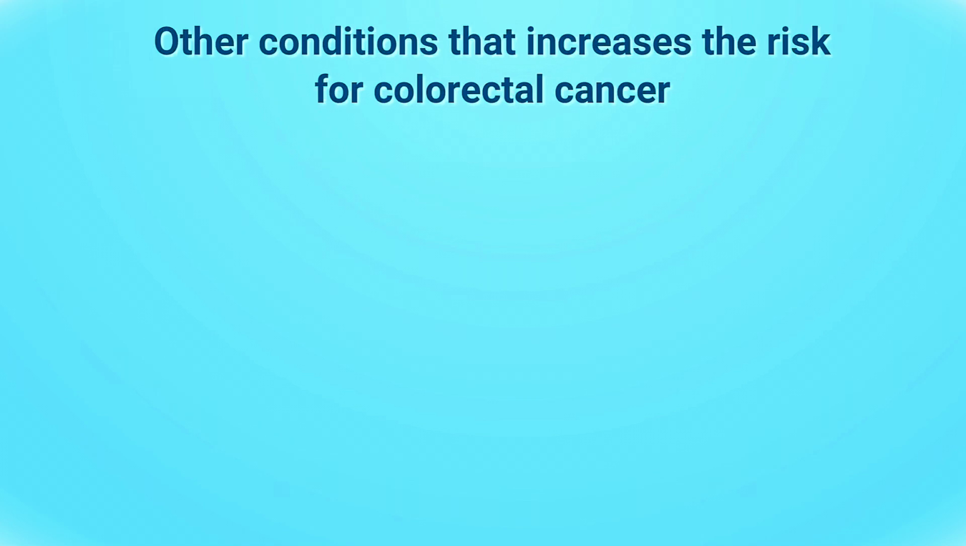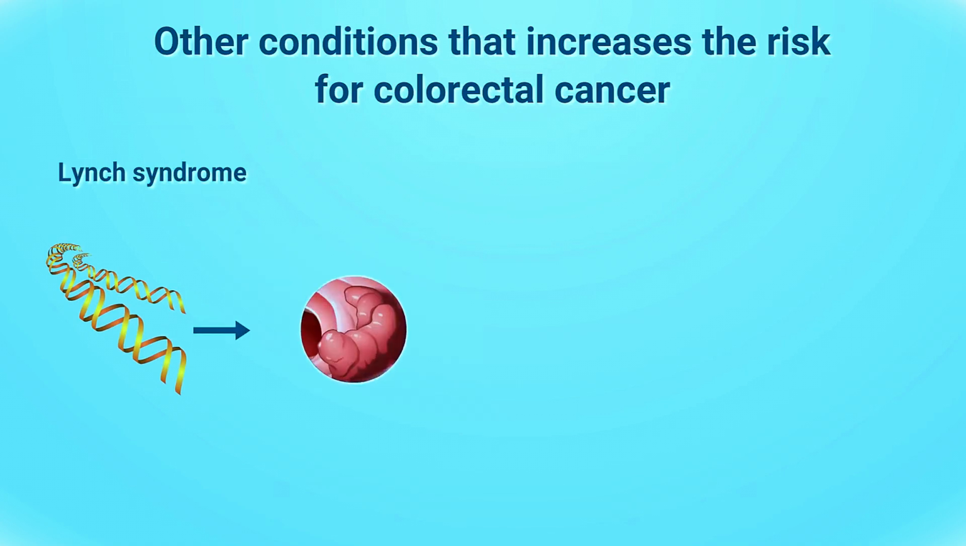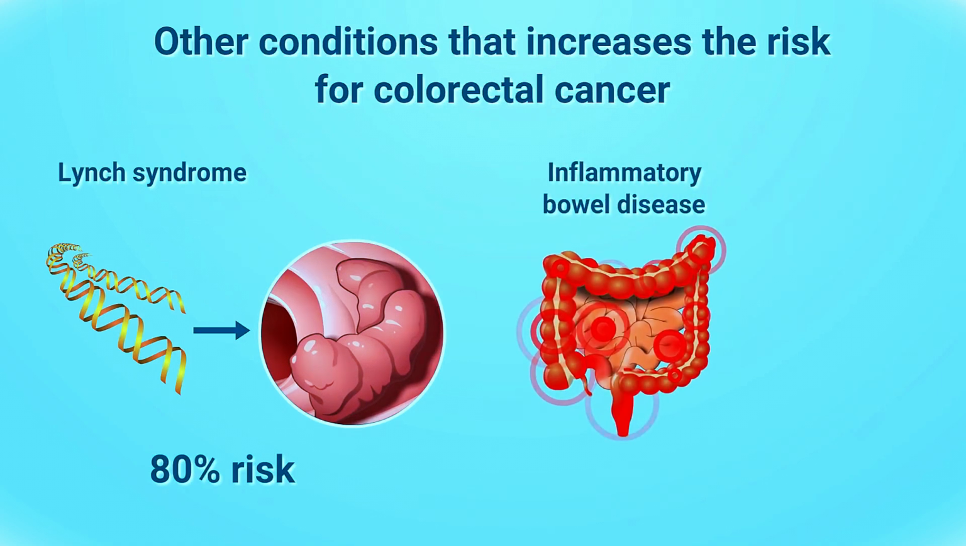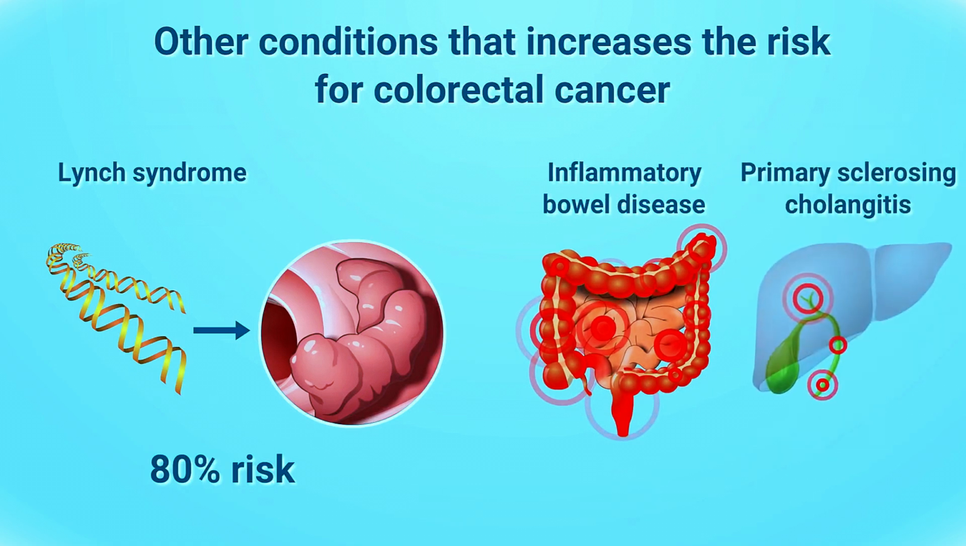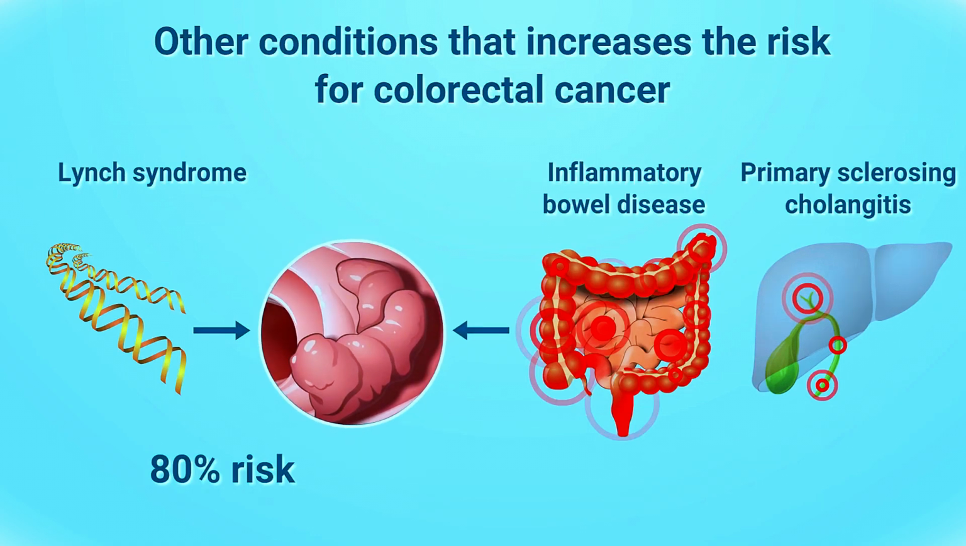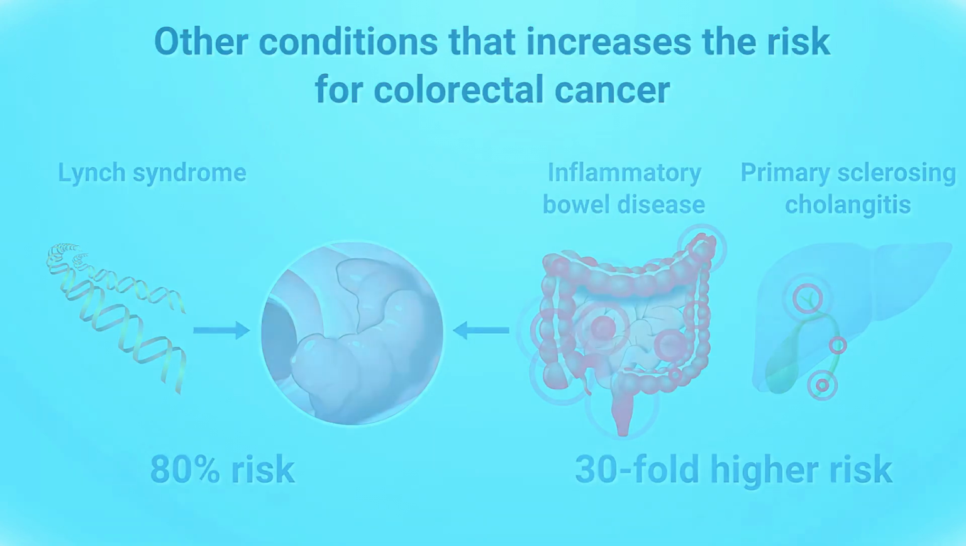Certain conditions can lead you to have a higher risk of colorectal cancer. These can include Lynch syndrome, which is an inherited genetic condition that leads to an 80% risk of colon cancer over your lifetime. Inflammatory bowel disease, IBD, involving the colon and primary sclerosing cholangitis, PSC, are other diseases that can increase your risk of colon cancer. If you have both IBD and PSC, you have about a 30-fold higher risk of developing colon cancer.